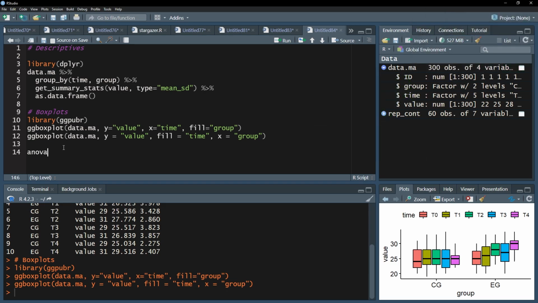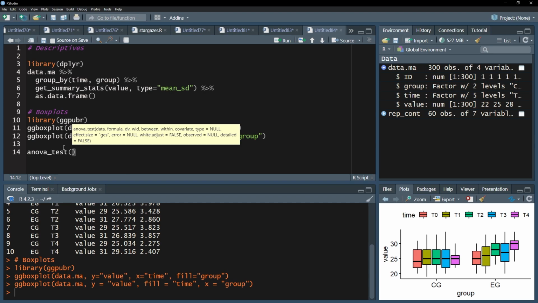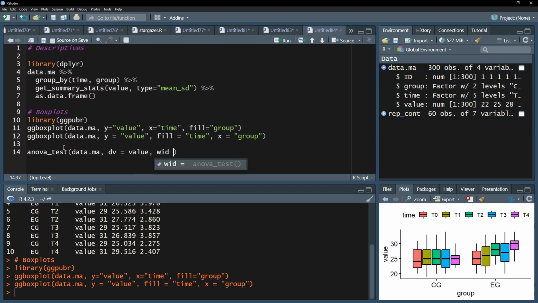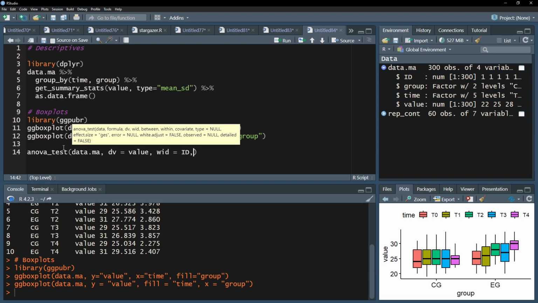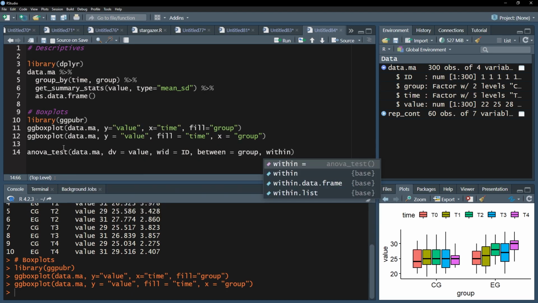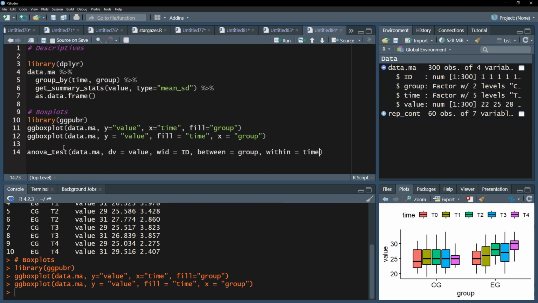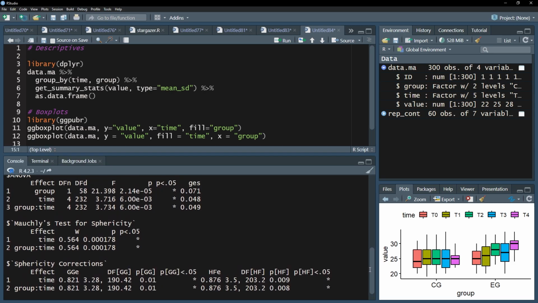I use the anova_test function of the rstatix package. Within the anova_test function, I start off with the data frame. The argument dv represents the dependent or test variable. The wid argument is the ID variable that is required to properly match the measurements to individuals in long format data. The between argument is for the between subject factor, the group. Finally, the within argument is for, you guessed it, the within subject factor, the time variable, simply telling R at which point in time the measurements were taken. I can run this one line and get my results.